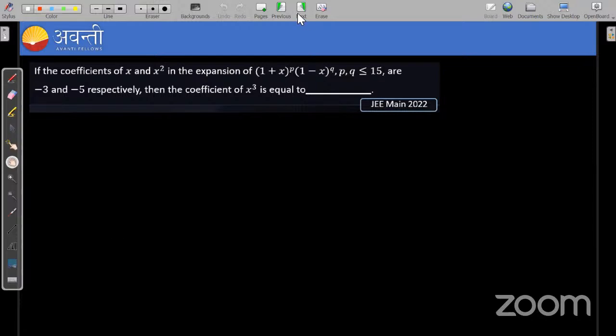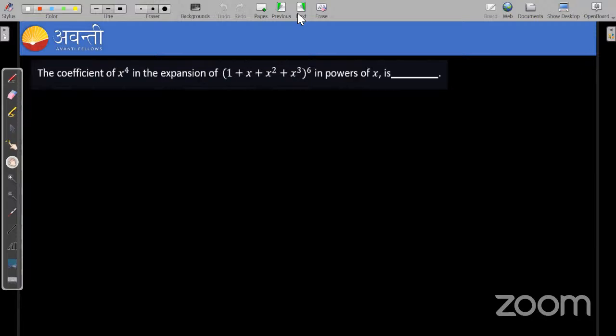Come to the next question. In the next question, it is asking the coefficient of x cube in the expansion of (1 + x + x²)(1 + x² + x³)... whole to the power 6. You need to find the coefficient of x cube.